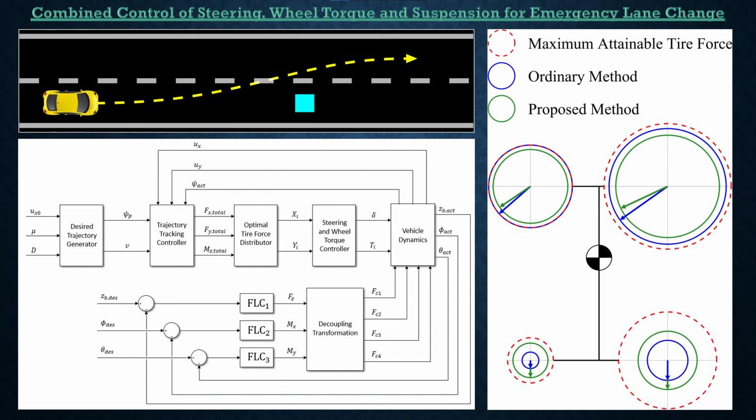This is a problem since the vehicle may still require additional tire forces on the front left tire to execute future steps for the emergency lane change. Even though the magnitude of the tire forces for the rear tires generated by the ordinary method is lower than the proposed method, if the magnitude of the tire force exceeds the red dashed line circle, then the vehicle will become unstable. Therefore, the proposed method is better than the ordinary method.